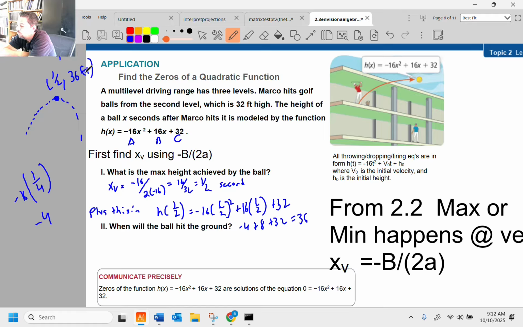All right, when will the ball hit the ground? Well, the ball hits the ground when the height is 0. All right, give me just a second. Let me pause something.